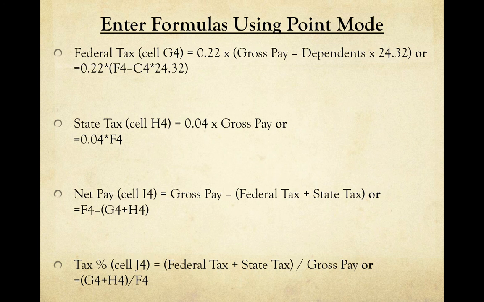Point mode is going to allow you to select cells for use in a formula by using the mouse. This method is going to be faster and more accurate. So I'm going to show you both here in just a few seconds in the practice exercise, and then you can decide what's easiest for you to use.